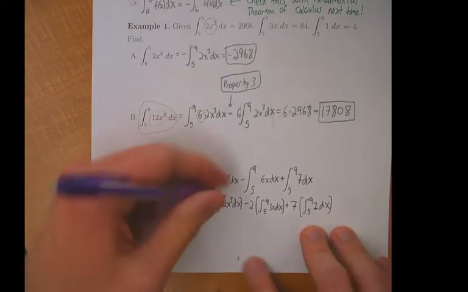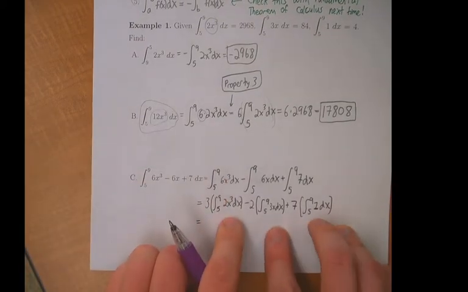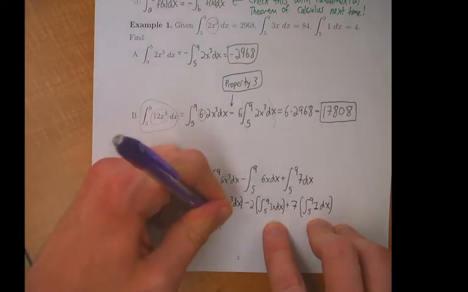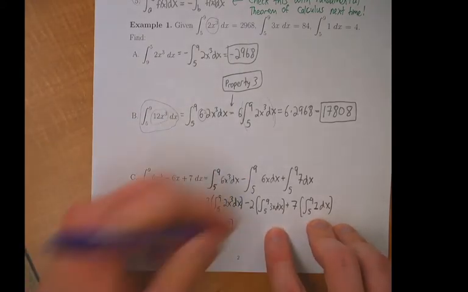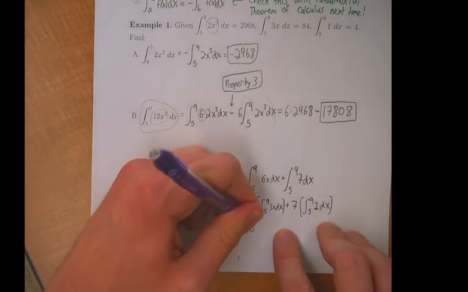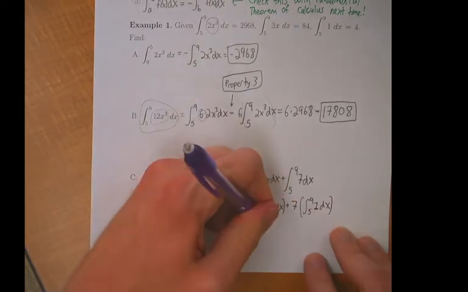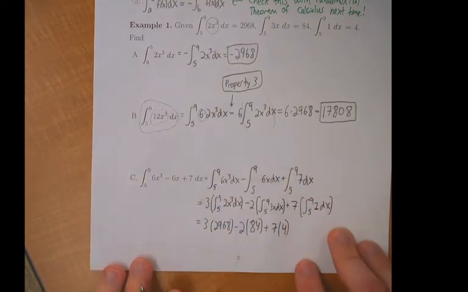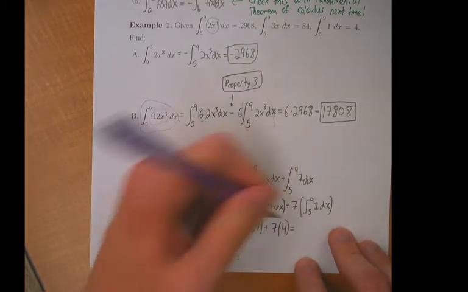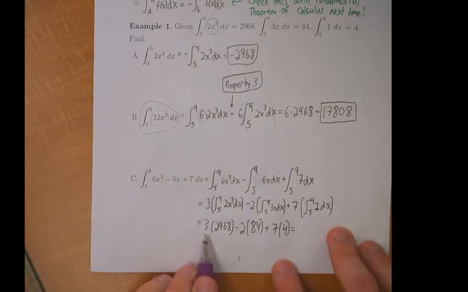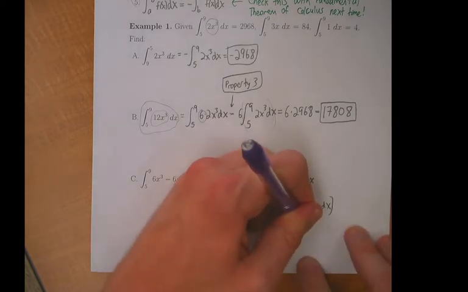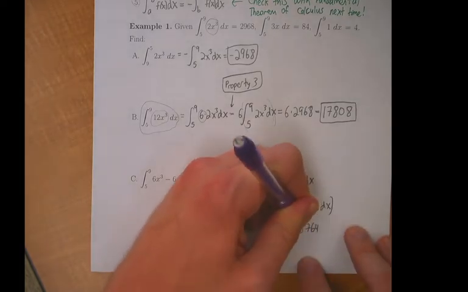Okay, and now that we have all three of these numbers given to us, we can say this is just 3 times 2,968, minus 2 times 84, plus 7 times 4. Okay? So if we put this giant number into a calculator, you should end up with 8,764.